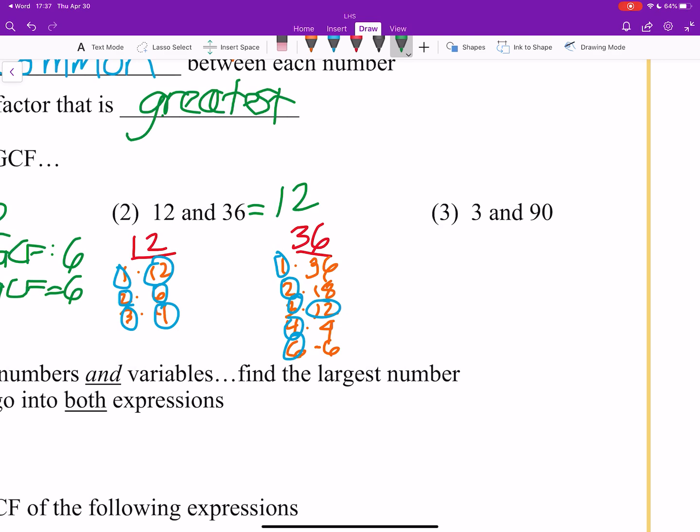And that's actually going to happen a third time here. So again, I'm going to write the number 3, write the number 90, and start by listing my factors. Well, this one's easy. 1 times 3, nothing else multiplies to get 3, that's why it's prime.